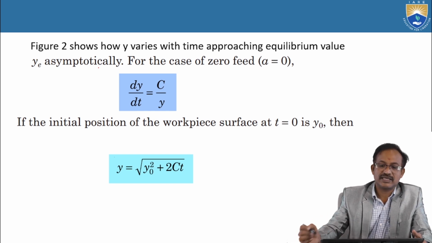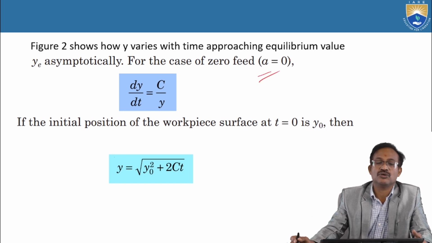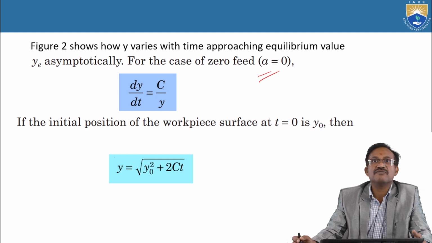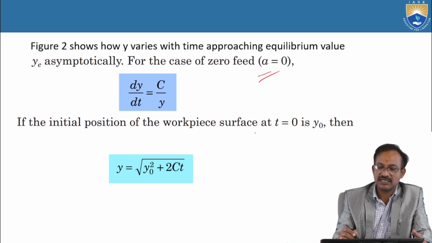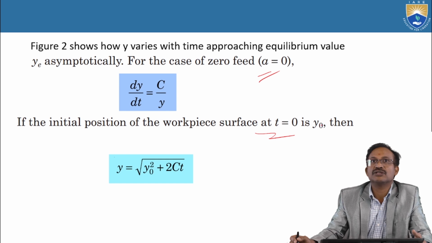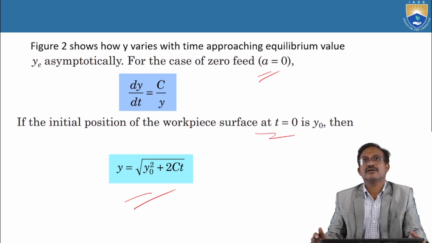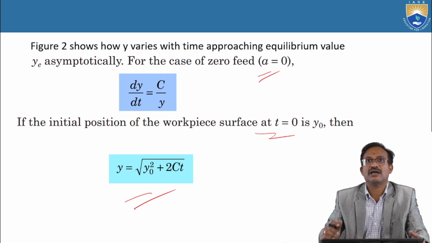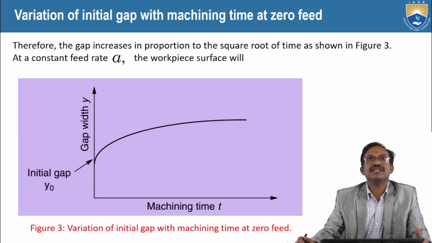For the case of 0 feed, that is a equal to 0, dy by dt equal to c by y. If the initial position of the workpiece surface at t equal to 0 is y0, then y equal to square root of y0 square plus 2ct. So all these equations have been derived from the different equations.